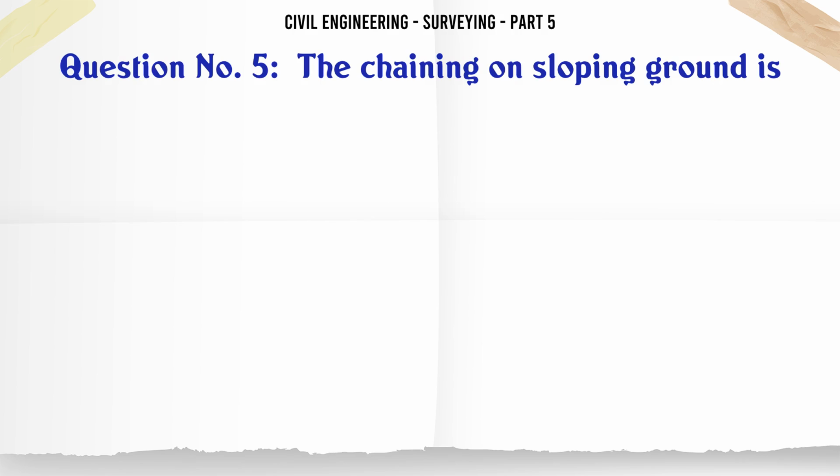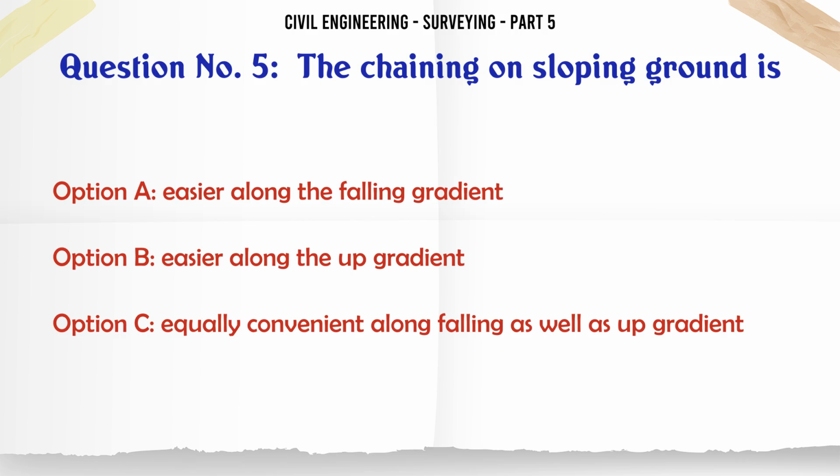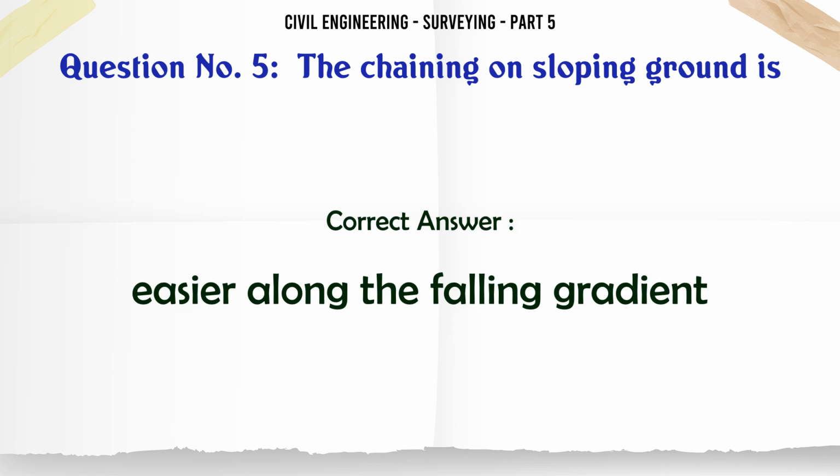The chaining on sloping ground is: A. Easier along the falling gradient, B. Easier along the up gradient, C. Equally convenient along falling as well as up gradient, D. All the above. The correct answer is easier along the falling gradient.